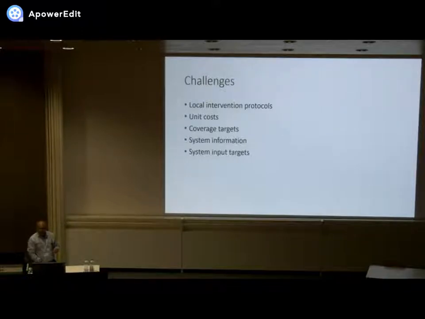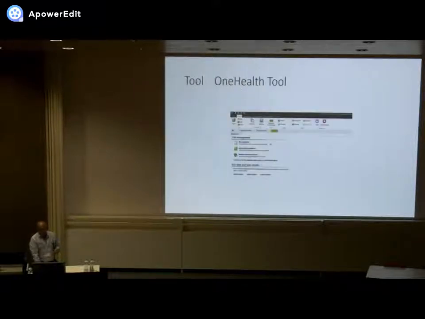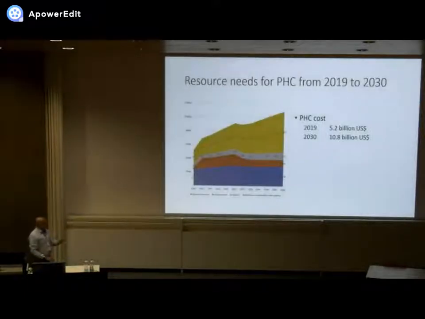And then coverage targets, most of them were based on expert assumptions. And the system information was sometimes difficult to get. The biggest problem was identifying the human resource targets and then the infrastructure targets. So then we discussed, and based on certain plans, we managed to go for certain things. So we used the OneHealth tool, which was discussed by Karin. And a few slides on the results.